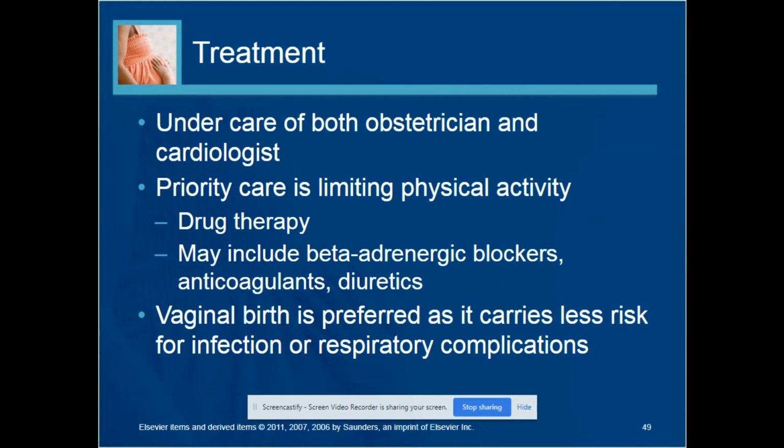Treatment: the patient's going to be under the care of both an OBGYN and a cardiologist. Priority care is going to be limiting physical activity, giving medications that include beta blockers, anticoagulants, and diuretics. Please remind yourself of examples of each of those medications. Vaginal birth is preferred as it carries less risk for infection and less respiratory complications, so therefore it's easier on the mother.